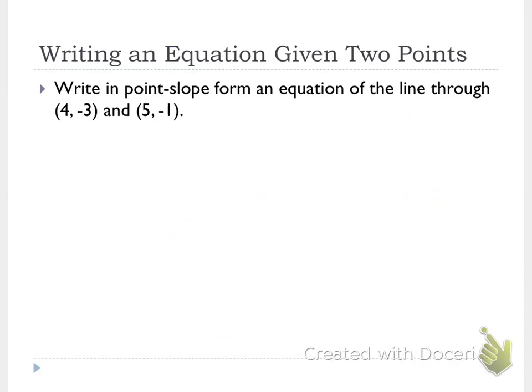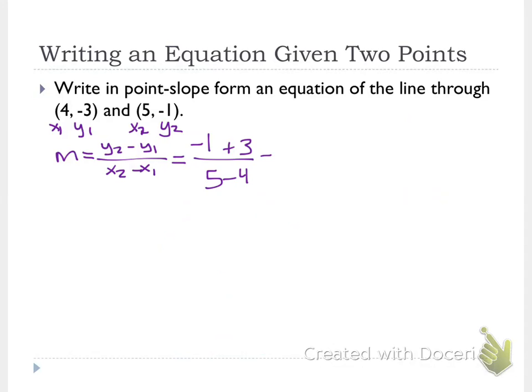So, write in point-slope form an equation of a line through (4, -3) and (5, -1). So, in point-slope form, we need a point and a slope. So let's find the slope first. We'll make this our x1, y1, and this our x2, y2. And remember, m equals y2 minus y1 over x2 minus x1. So we get -1 plus 3 over 5 minus 4. That's 2 over 1, so our slope is 2.